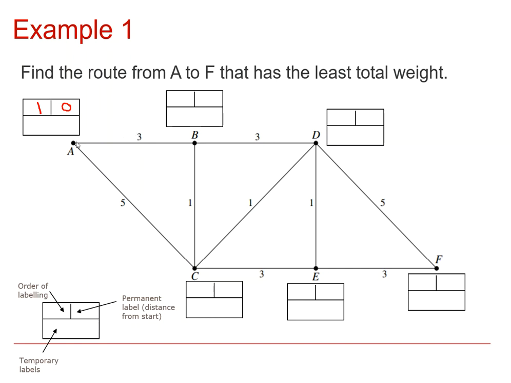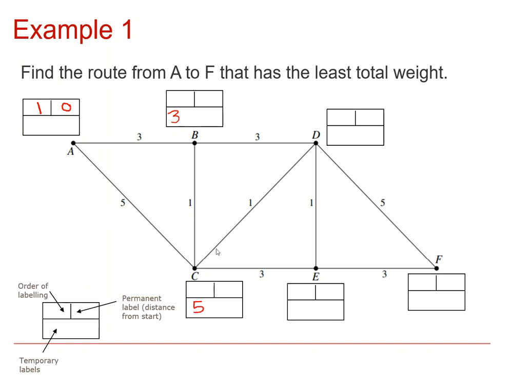Okay, so we know it's possible to get to A in a distance of 0, and because I can then get from A to B in a distance of 3, that means I can record a temporary label of 3 there. And likewise for node C, I can also get to that one from A. That is given a temporary label of 5.